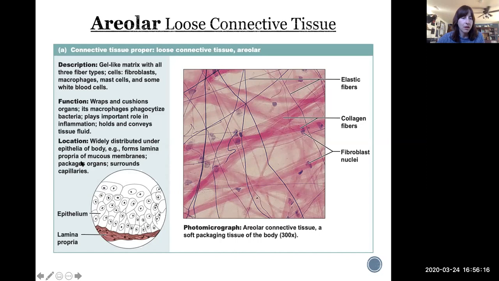Areolar loose connective tissue packages your organs, okay? So it helps to protect them from being jarred, and it insulates them and surrounds capillaries. So again, protects them from being jostled, really. So areolar loose connective tissue.